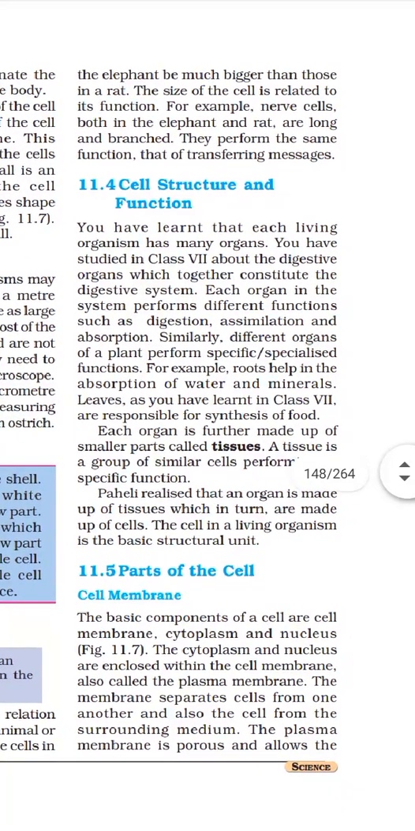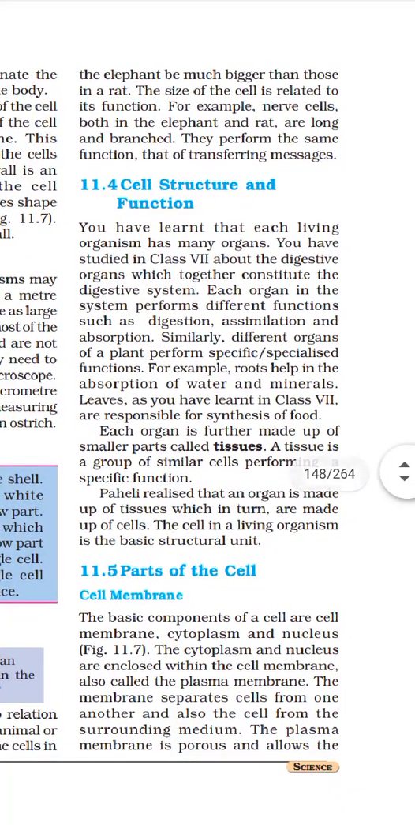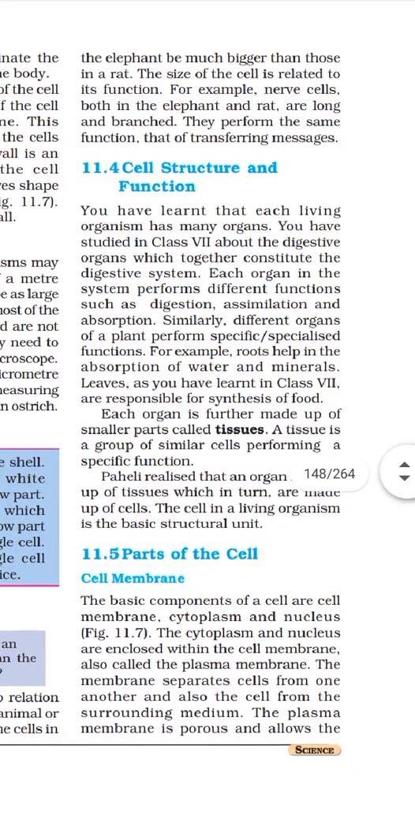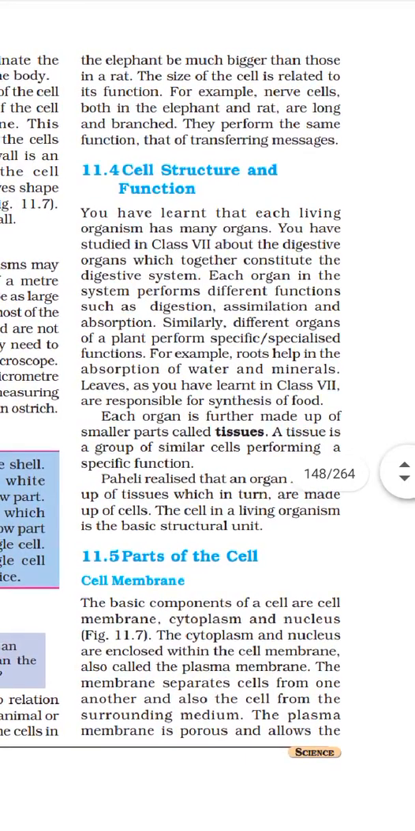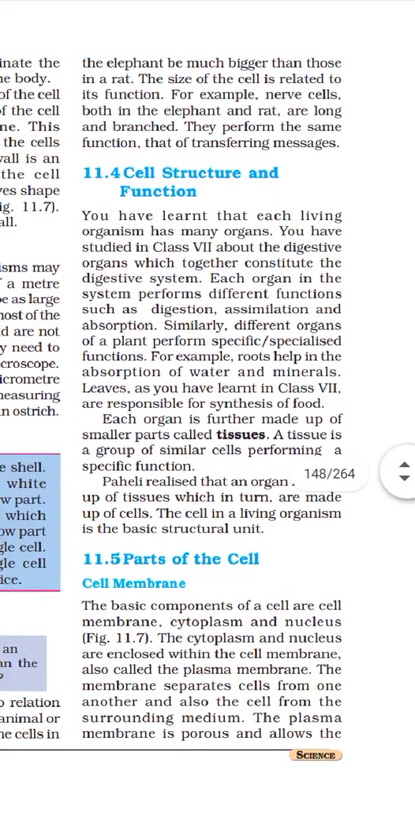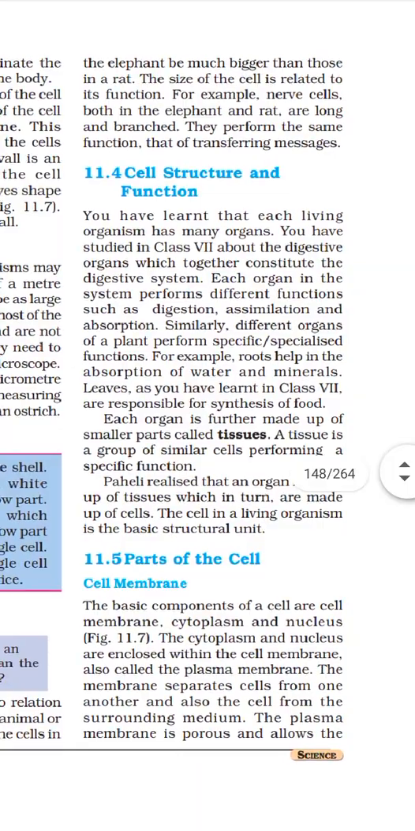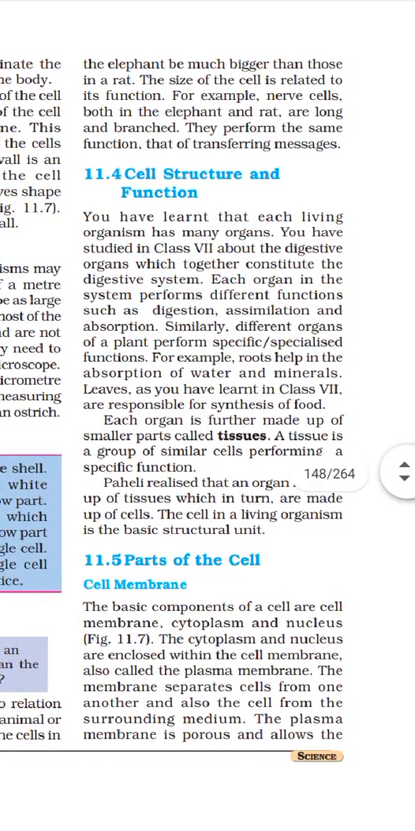Each organ is further made up of smaller parts called a tissue. What is a tissue? Tissue is a group of similar cells performing a specific function.